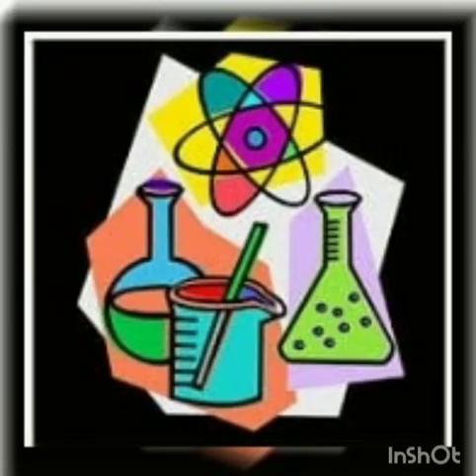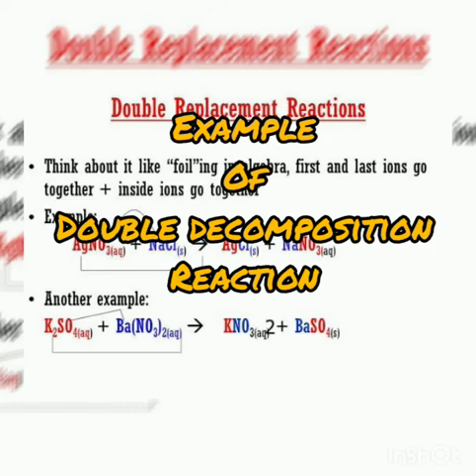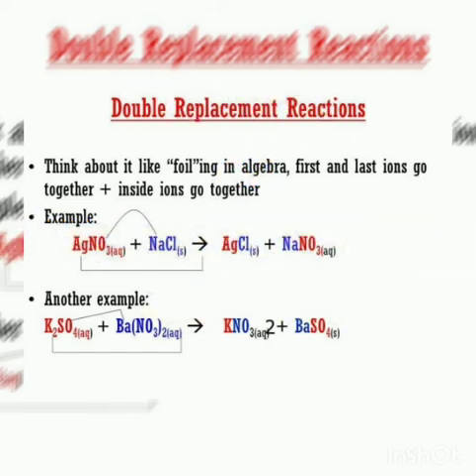Let's see an example of a double displacement reaction. As you can all see on your screen, AgNO3 plus NaCl gives AgCl plus NaNO3. It means Na displaces Ag and forms NaNO3, or we can say that exchange of ions takes place between the reactants and it forms AgCl plus NaNO3.